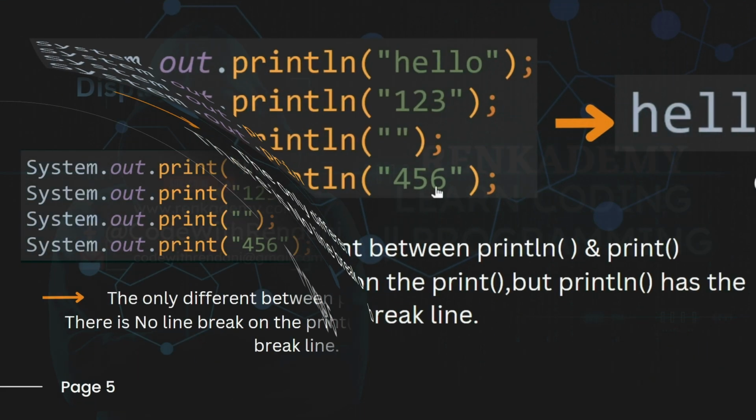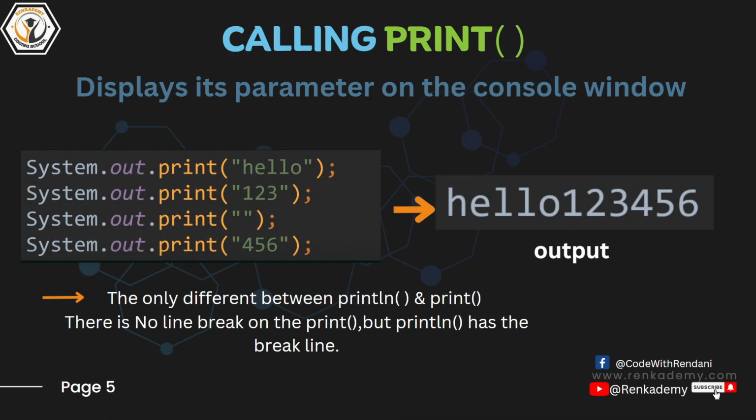It works the same and displays the parameters on the console window. So suppose we have the same code as before, and now we are using the print method, not the println method. So all the output will be printed on the same line. We will not get to a new line. So the output will look something like this.